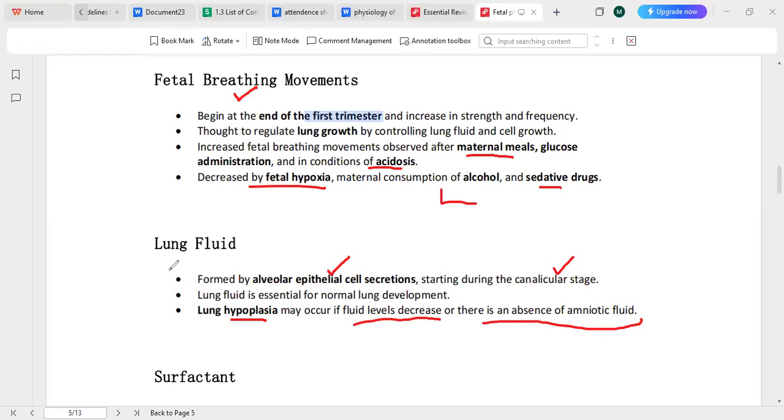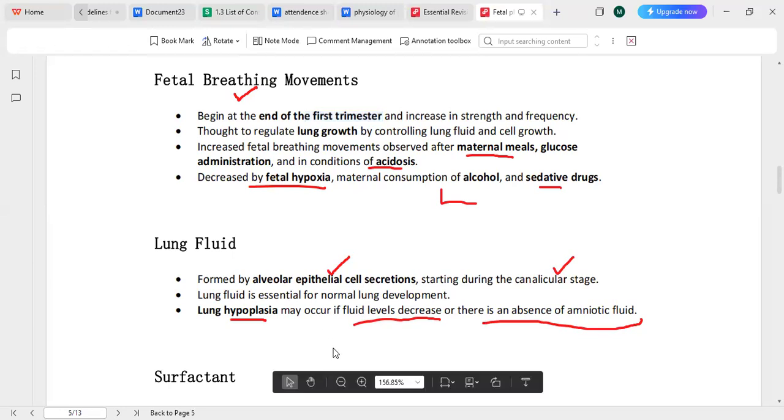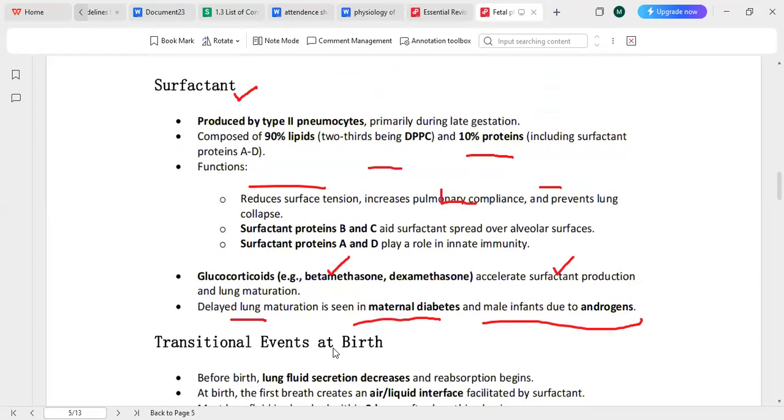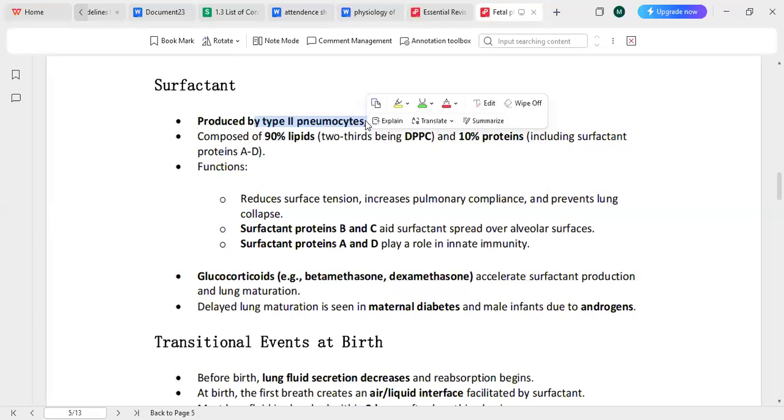We have a very important point now in respiratory physiology, which is the production of surfactant. Surfactant production is a very important thing. From where is it produced? Type 2 pneumocytes. Again, I'm telling you this is a past paper question: from where surfactant production occurs. During late gestation, it starts producing.